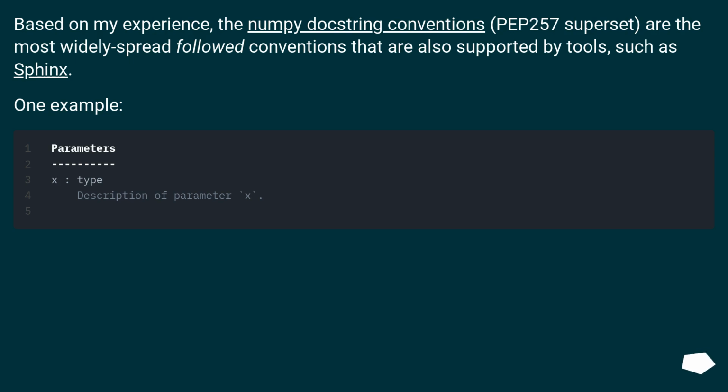Based on my experience, the NumPy docstring conventions, a PEP 257 superset, are the most widely spread followed conventions that are also supported by tools, such as Sphinx. One example.